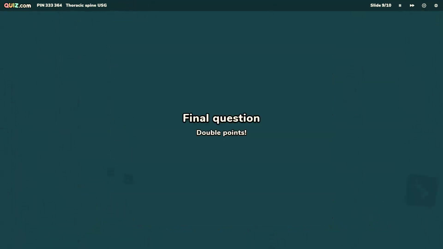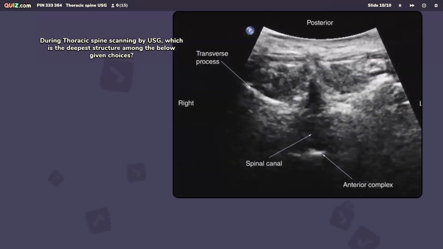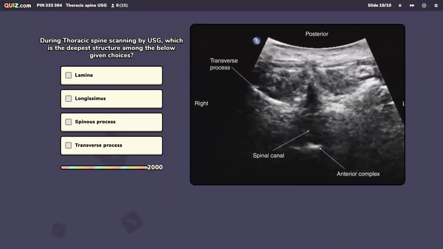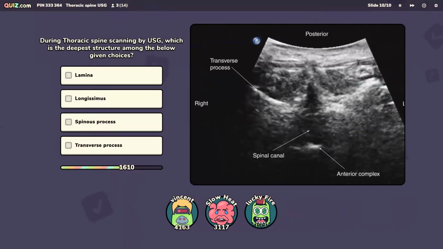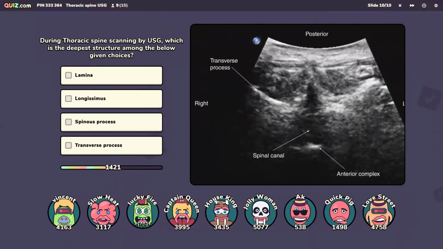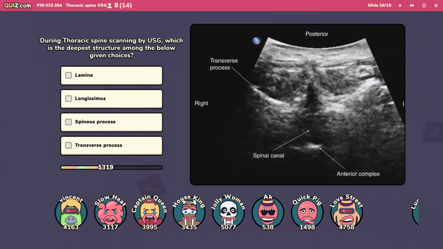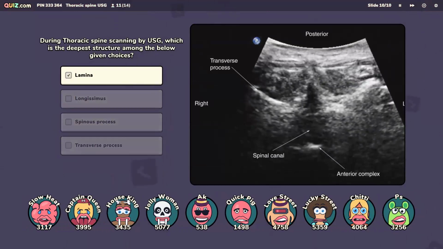Final question. Double points. During thoracic spine scanning by USG, which is the deepest structure among the below given choices? Lamina.